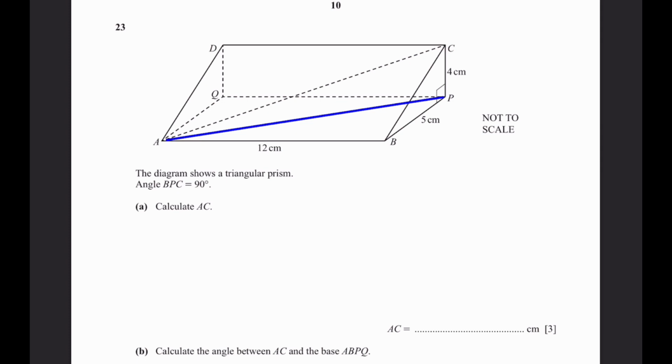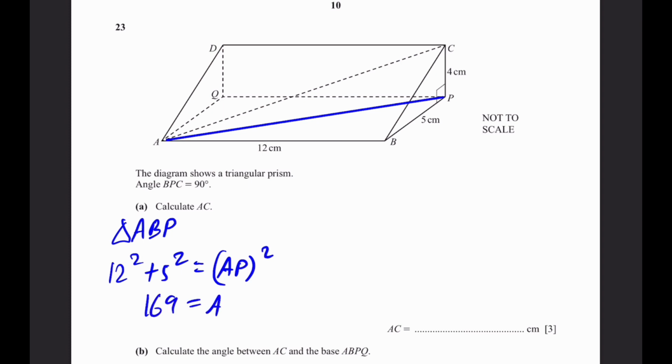So first, using triangle ABP, a squared plus b squared equals c squared. That's what Pythagoras says. So 12 squared plus 5 squared is equal to AP squared. So that means 144 plus 25, 169 equals AP squared. AP is equal to root 169, which is equal to 13 centimeters.